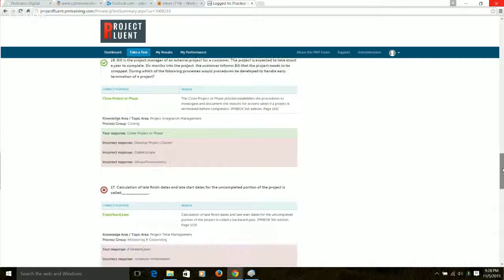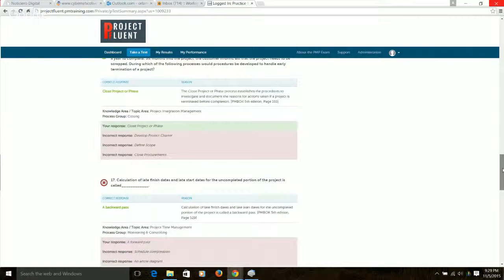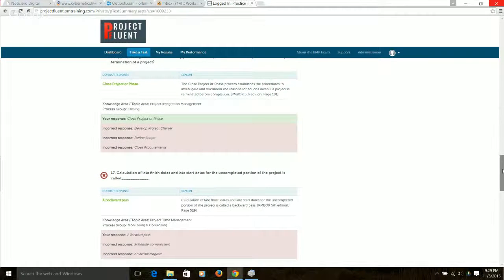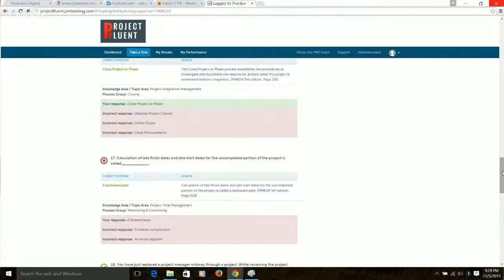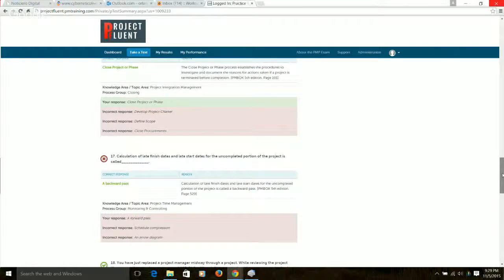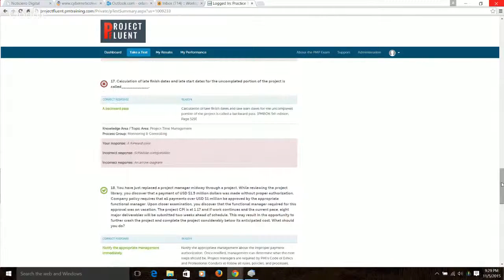Then calculation of late finish dates and late start dates for the uncompleted portion of the project work is called a backward pass. Yeah, this is part of the critical path, and we're coming backwards in this case from the end to the beginning. So that's a backward pass. So we need to cover a little bit more of critical path.